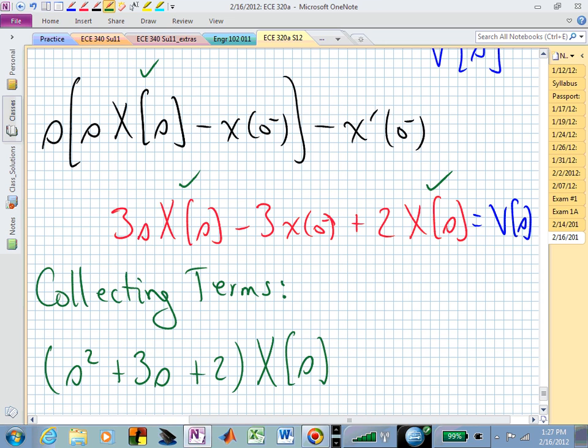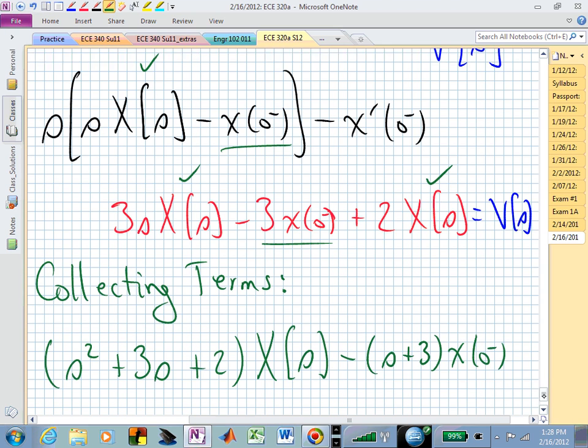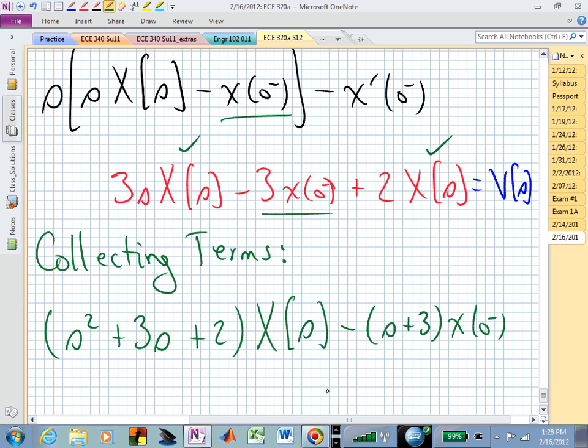So now what do I want to do? Well, I can say that I have a minus s plus 3 x of 0 minus. That gets rid of this one and that one. And I then have a minus x prime of 0 minus, and all of that should equal V of s. Did I lose anything? And yes, question.